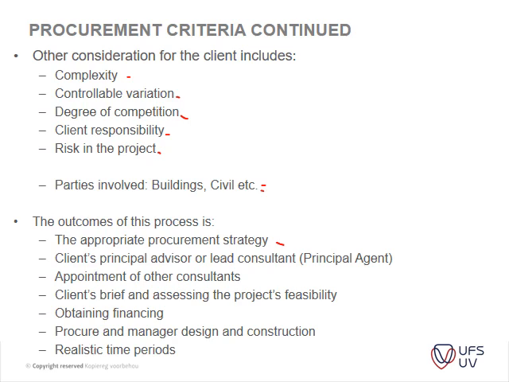Then your client's principal advisor or lead consultant. Who is going to be your lead consultant? If you're working on a building project, you will usually use an architect as your principal agent, or a QS, or someone that's proficient in buildings. If you're working on a civil project, then you will usually use an engineer as your principal agent or your engineer on the project. Then the appointment of other consultants is also dictated by all of these parameters above.